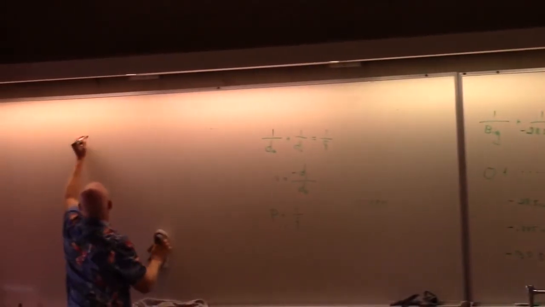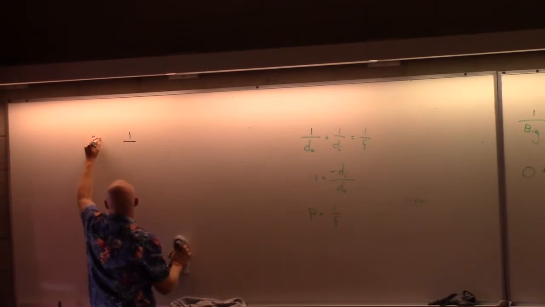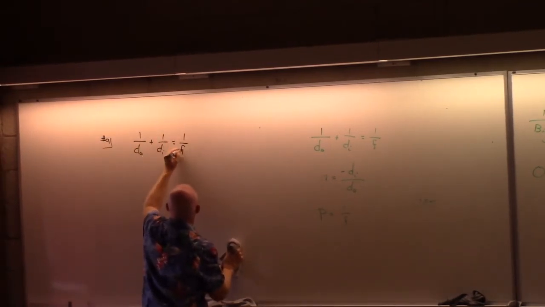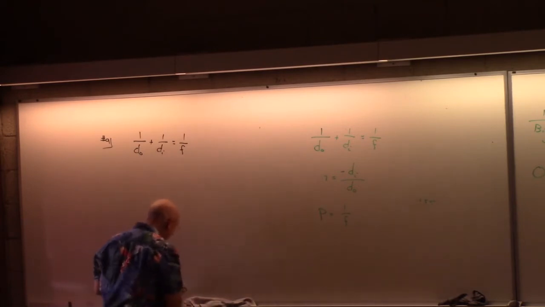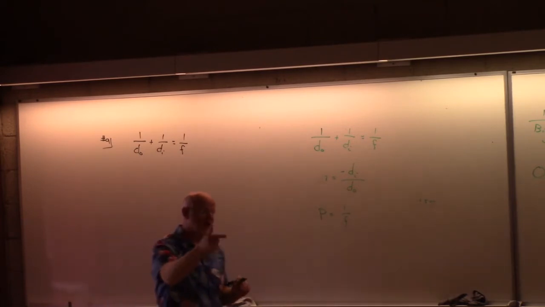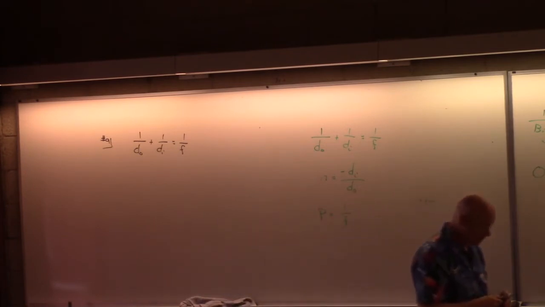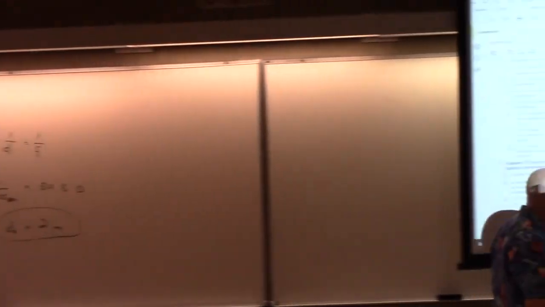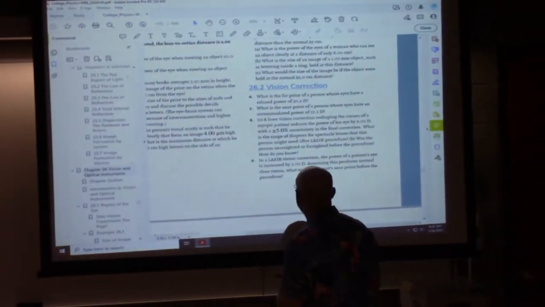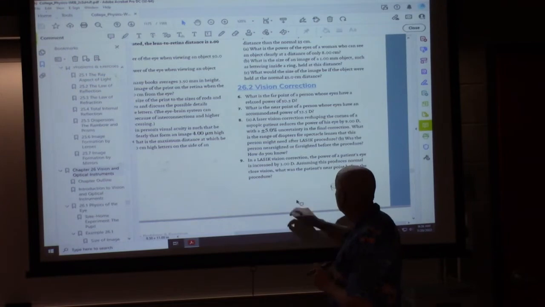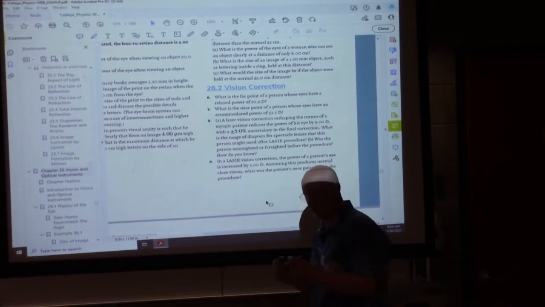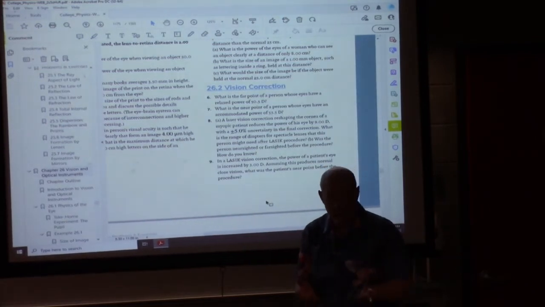And so I will put number 9, 1 over the object distance plus 1 over the image distance is 1 over the focal length. And of course, notice the question is asking before surgery. Okay, so before surgery, I would, of course, have a correction or a focal length of 51 diopters.